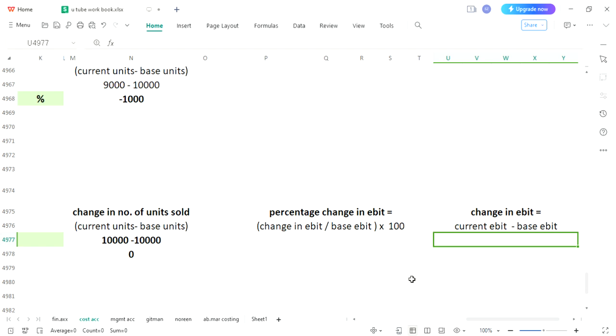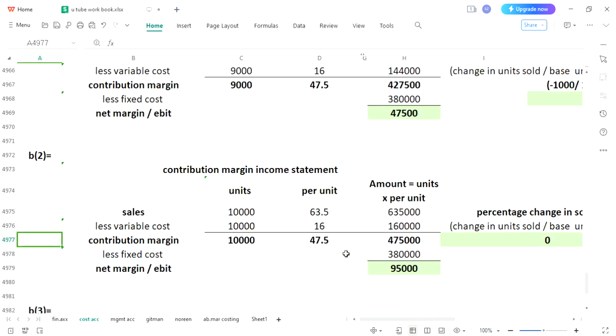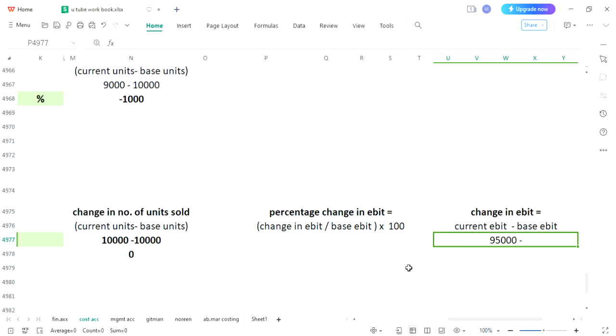Put 95,000 over here, and base EBIT was asked to make number of units 10,000. So come over here, you can see these are number of units 10,000, and its EBIT is also 95,000. So you will come over here and put 95,000 as well. So why is it similar?